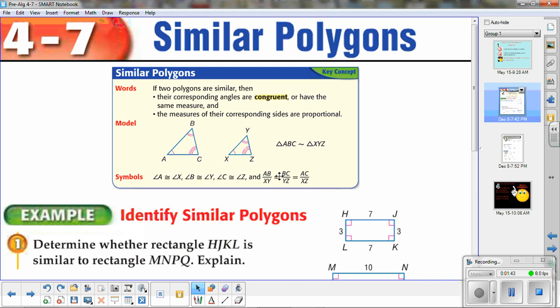Also, the sides are in proportion to one another. So this side compared to this one is the same ratio as this one compared to this one, and so on. If you write ratios matching up the sides, you're going to have the same ratio.